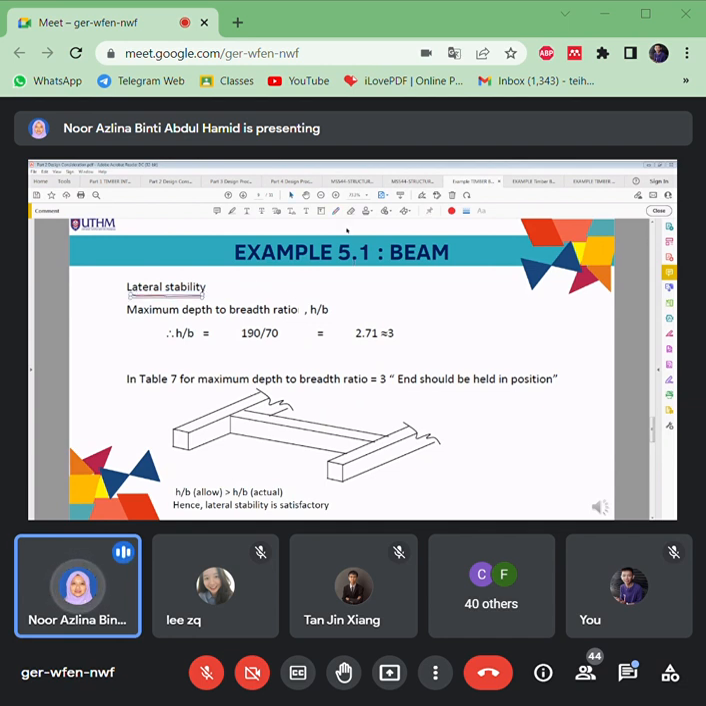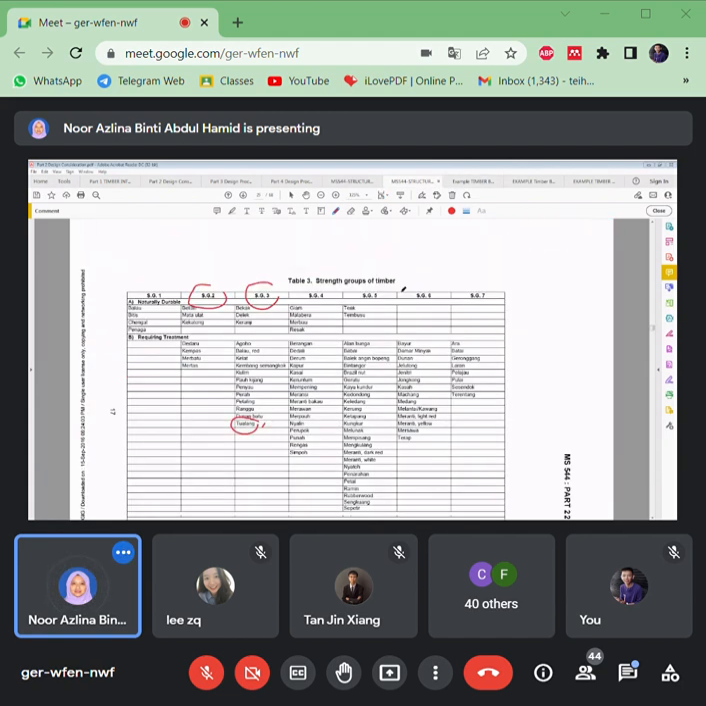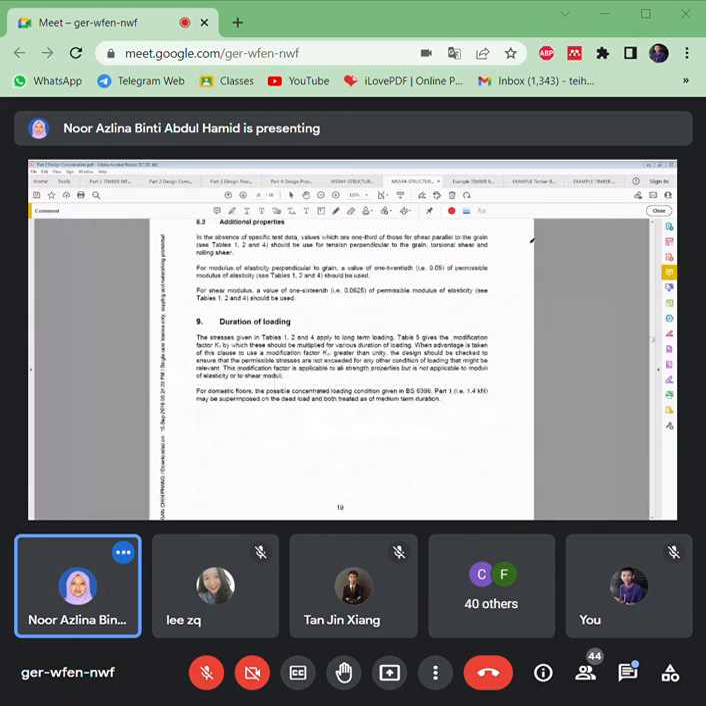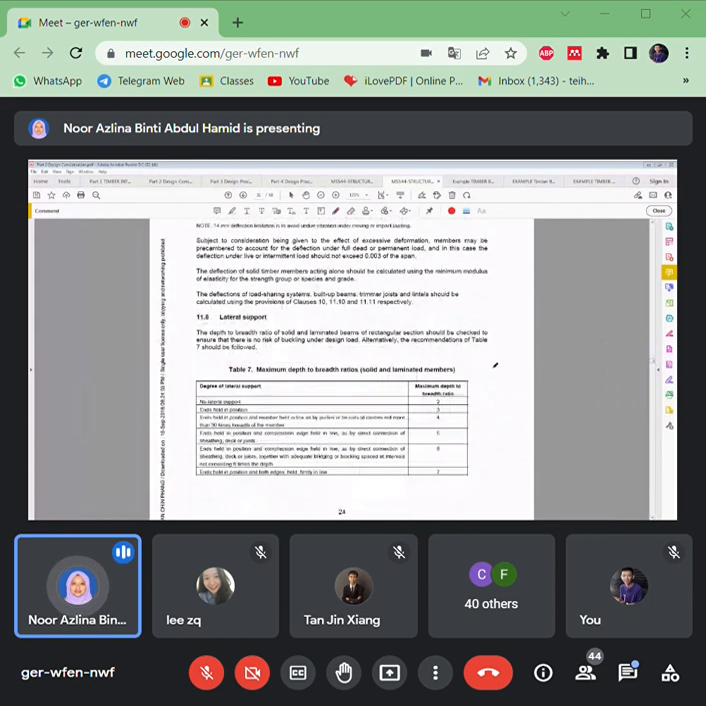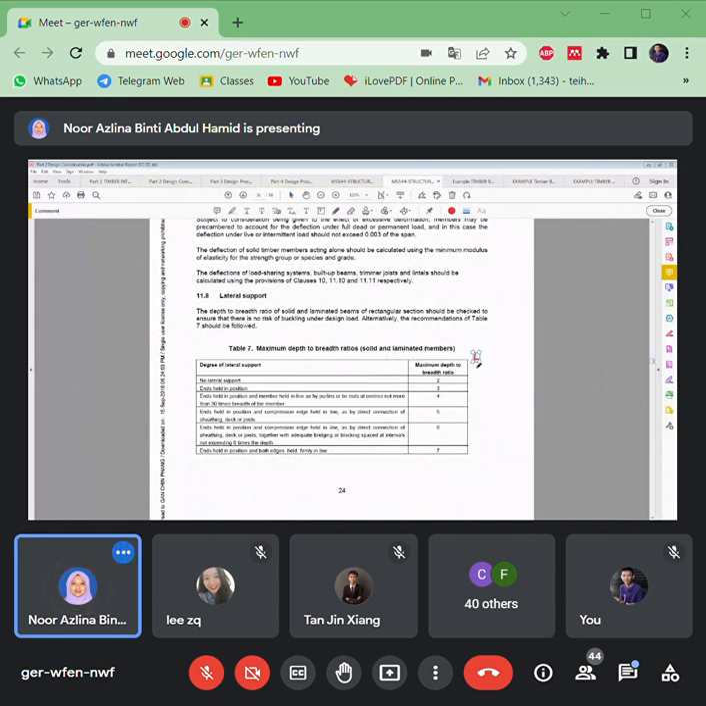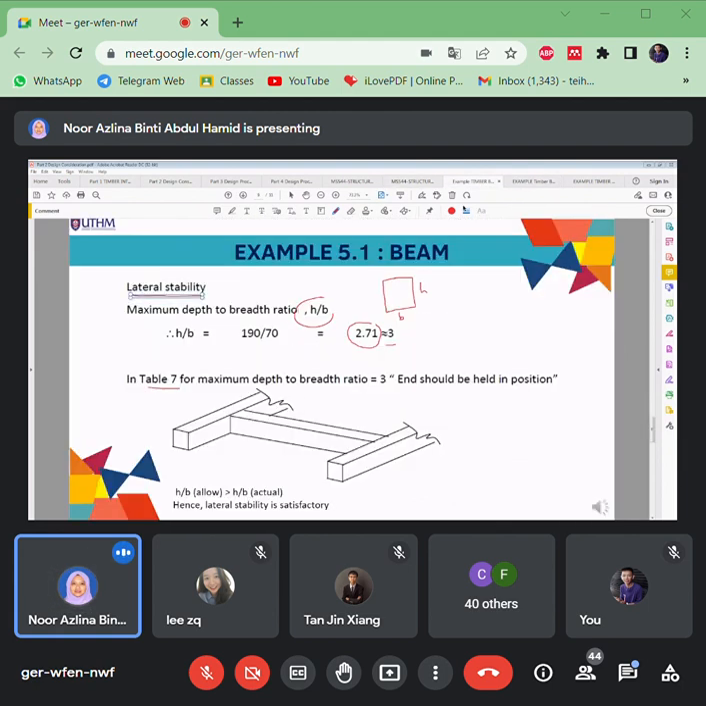Okay, for lateral stability, just divide H divide B. What's the H of the beam, and then divide its B. So the value is 2.71, which is nearest to the 3. Refer to table 7. So look at table 7. This is table 7 about the lateral support, which is H divided by B. So we got 2.7 just now. 2.7 is nearest to this ratio, which is 3. So that means that the beam ends are held in position. So just need to know what's the lateral support for that beam.